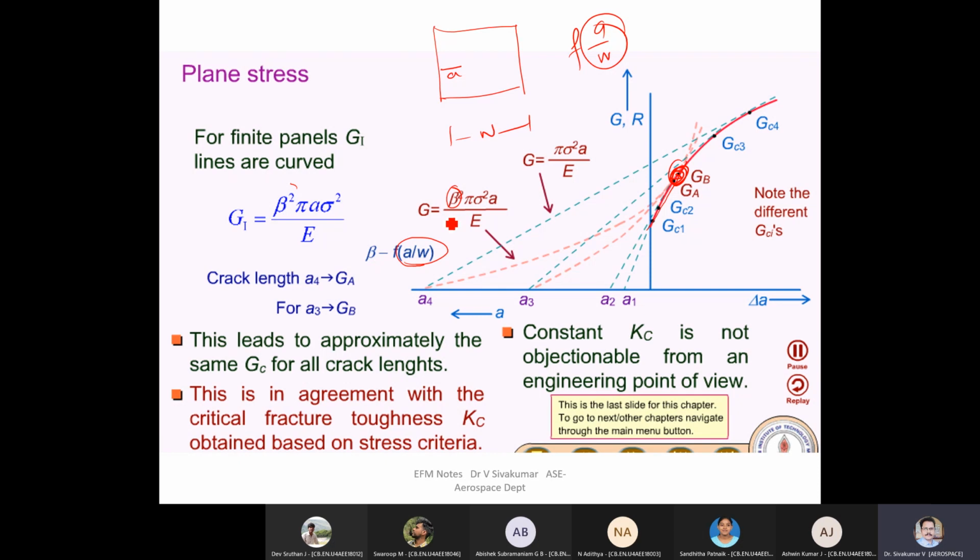If I multiply this factor, squared, with this particular G, every G will touch at more or less the same point. Then both conditions will be satisfied. Then this leads to approximately the same GC for all crack lengths. This is in agreement with the critical fracture toughness Kc obtained based on the stress criteria. So a constant Kc is not objectionable from an engineering point of view. Okay, got it? What I'm saying?